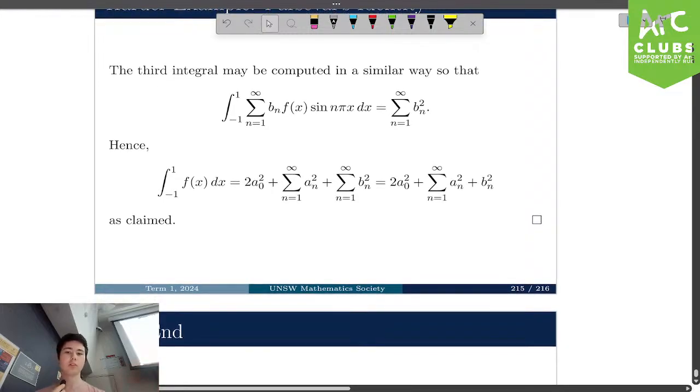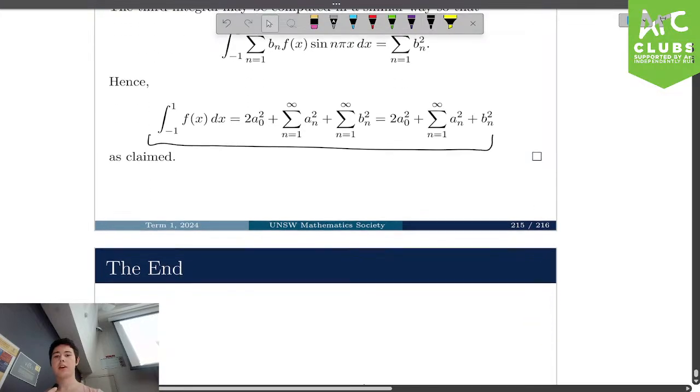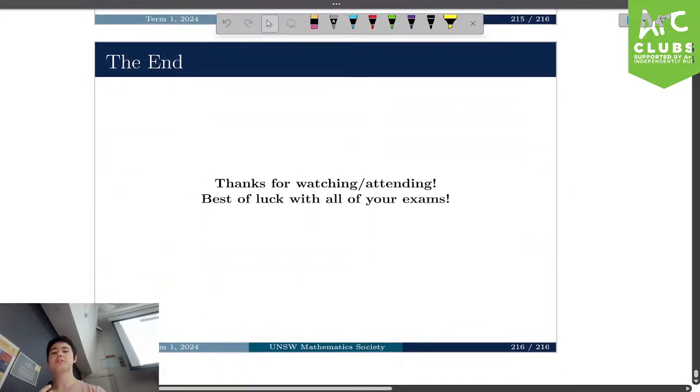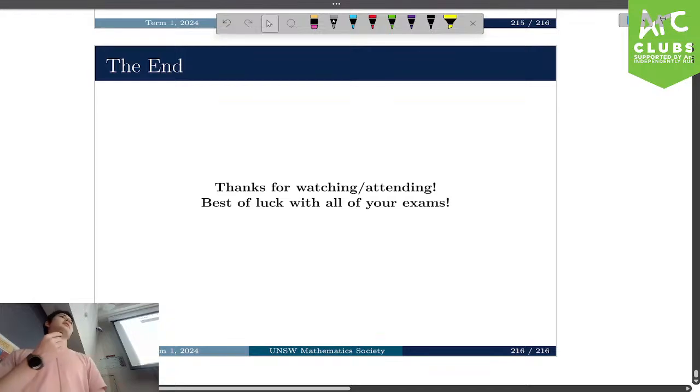Similarly for b, we have our desired outcome. And so that brings Fourier series to an end, and not only that, this seminar.